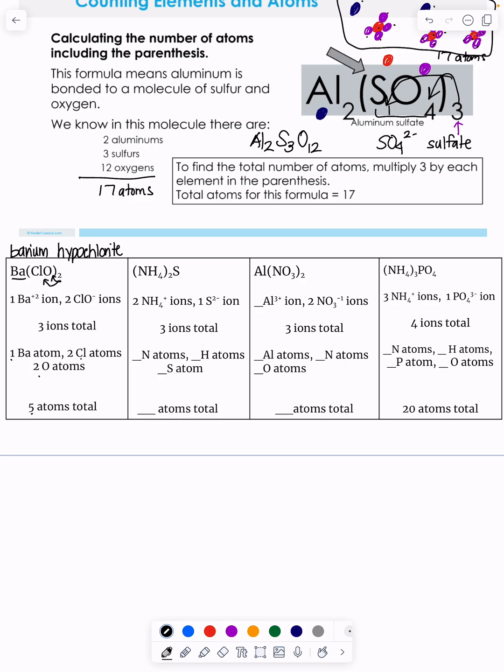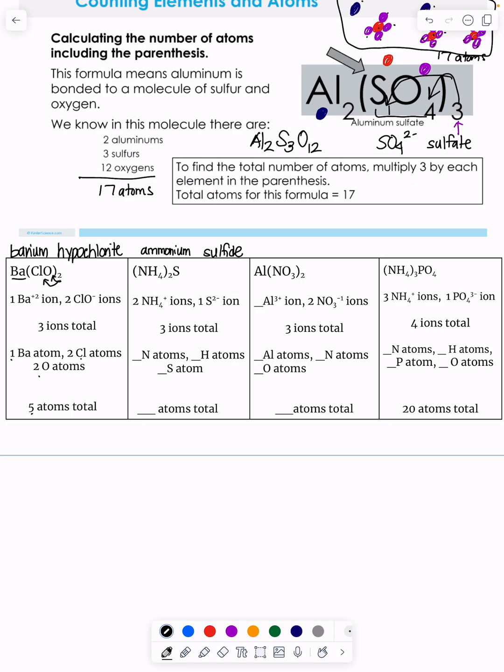Let's do this (NH4)2S. We'll put the name here for fun. This is ammonium sulfide. Now, I want to stress that you don't have to worry about naming these for any future quiz or test. You'll be given these names, but being able to count the atoms in these formulas, you will need to know how to do.